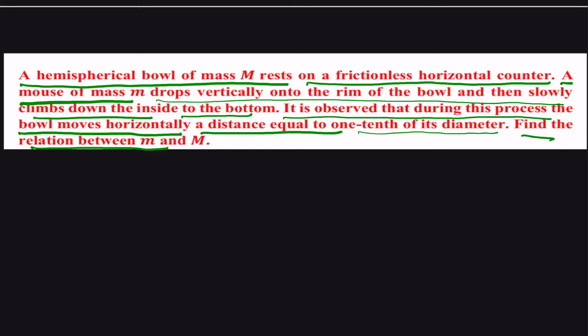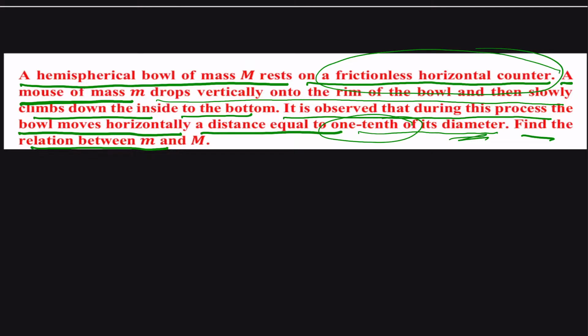So from the looks of it, it looks like the second and third questions are the same, but here we have to remember that the hemisphere ball is lying on a frictionless horizontal counter. Whereas in the second case, there was friction between the bowl and the table. In this case, there is no friction. So in the question itself, we mentioned that the ball moves horizontally by 1/10 of the diameter. So this is one major difference between the two.